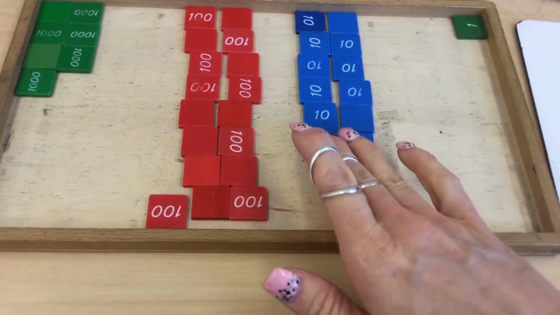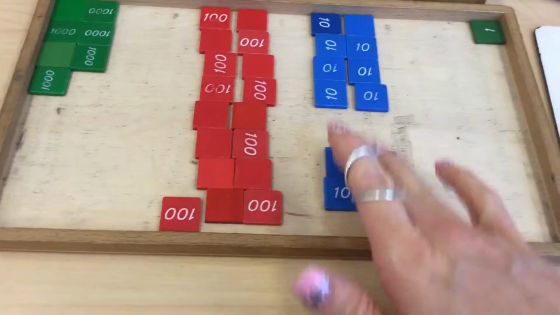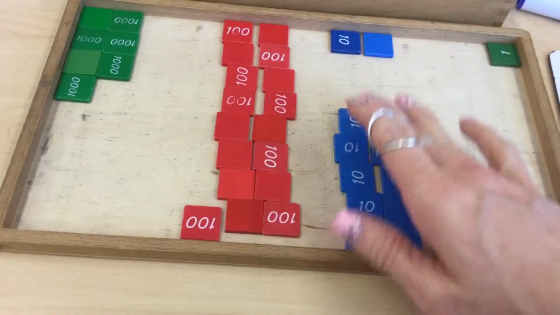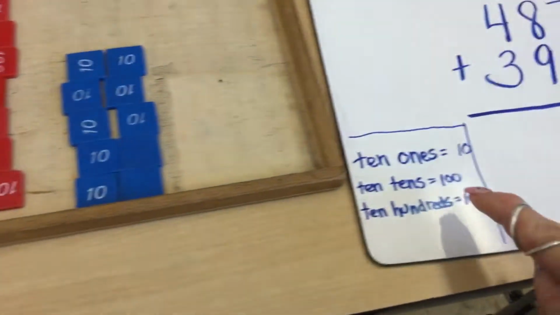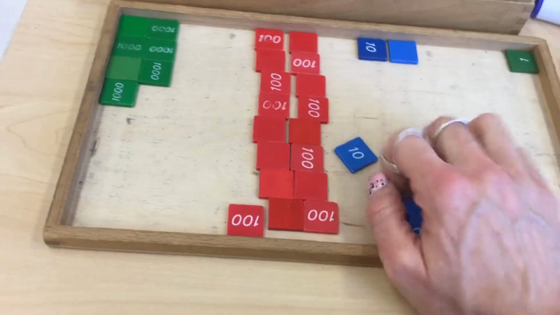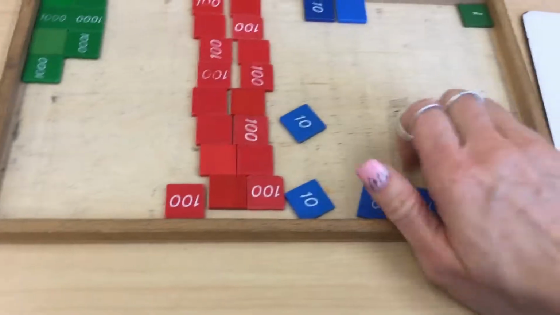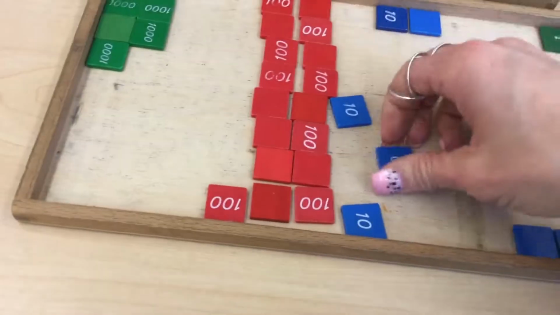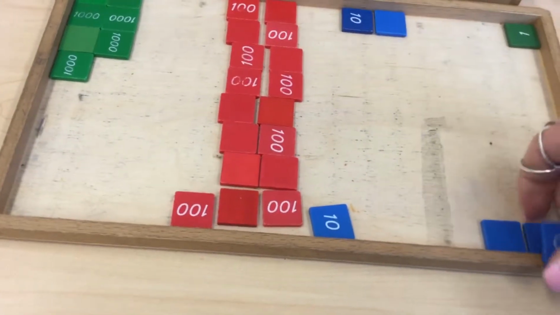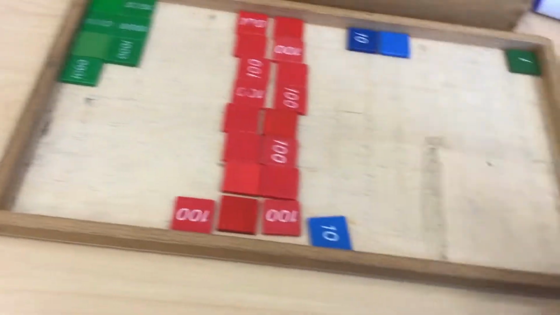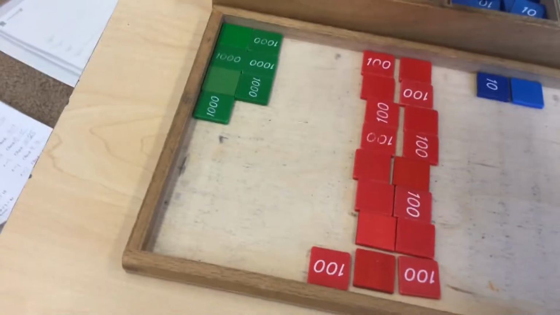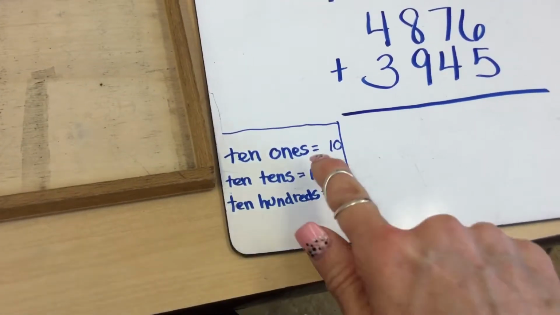Now I'm at my tens. I can skip count this. 2, 4, 6, 8, 10. I have found a set of 10, and 10 tens equals 100. So I'm going to scoop up my 10 tens, grab all of them. I'm going to put my 10 tens back in my stamp game, and I'm going to pull out my 100 because my 10 tens equals 100.